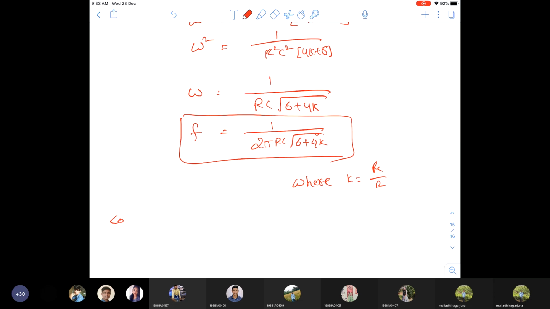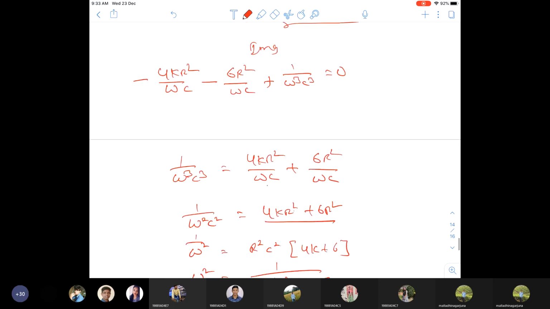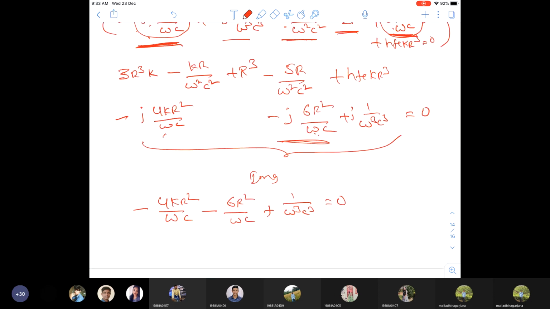Now, conditions for sustained oscillations. So now take the remaining part. The imaginary part you made 0, no? So now take the remaining part. What is the remaining part? So this is the remaining part.